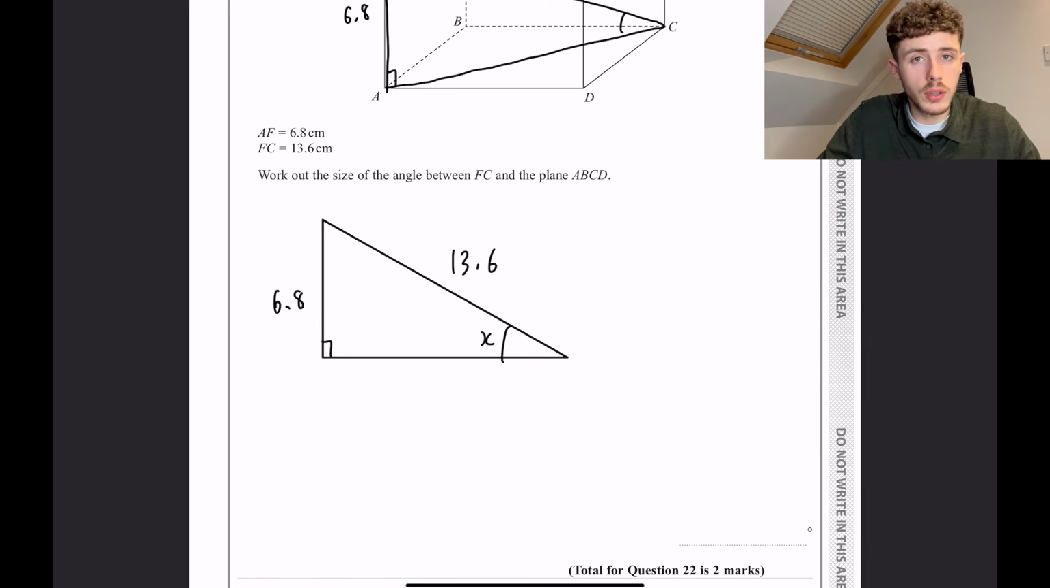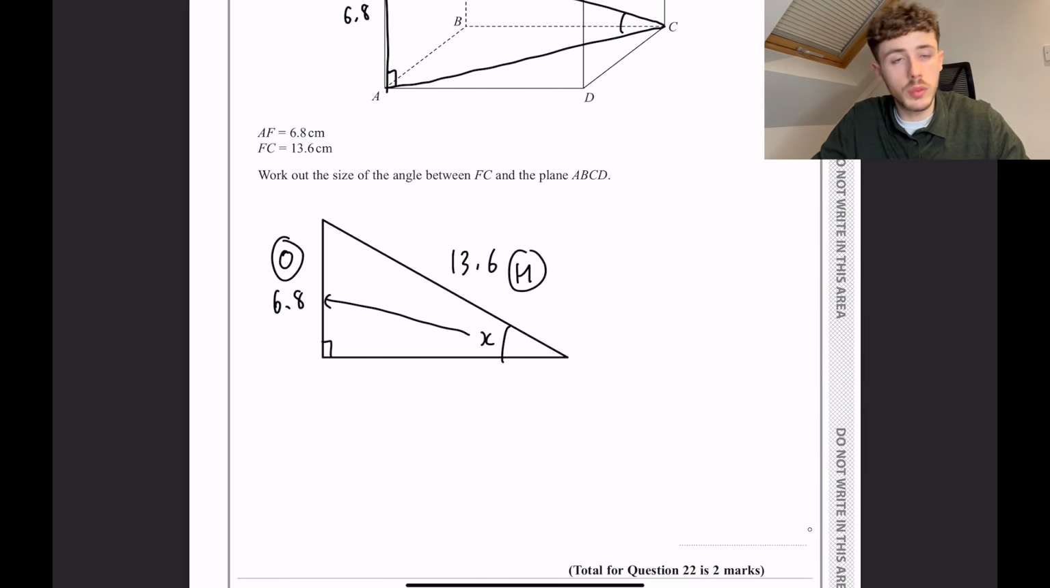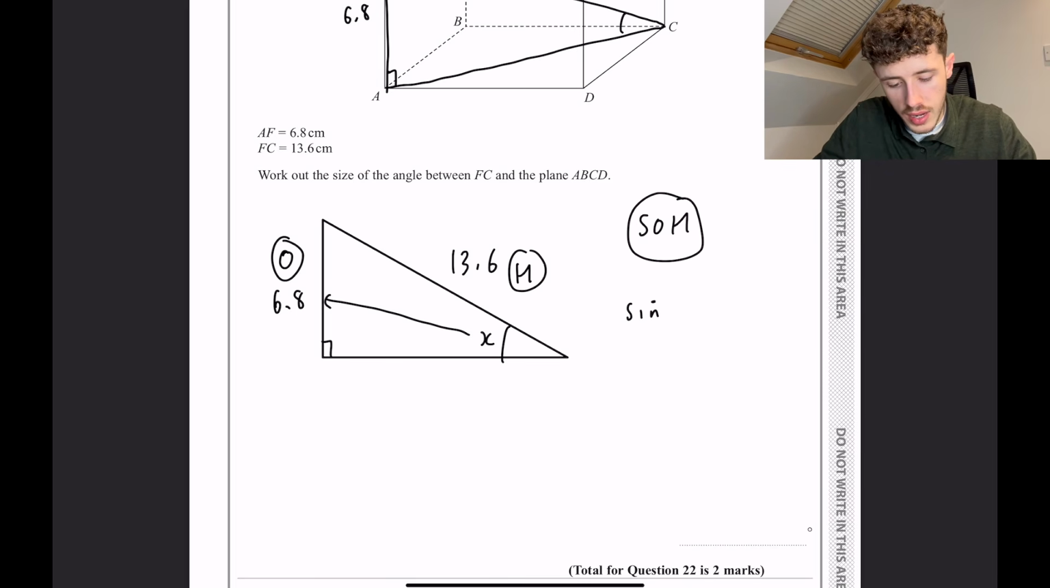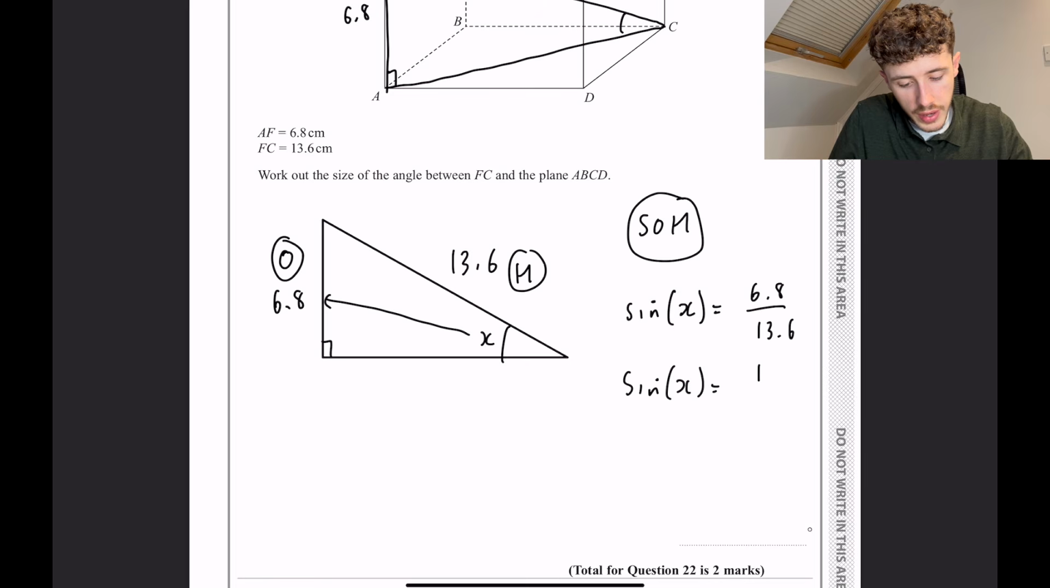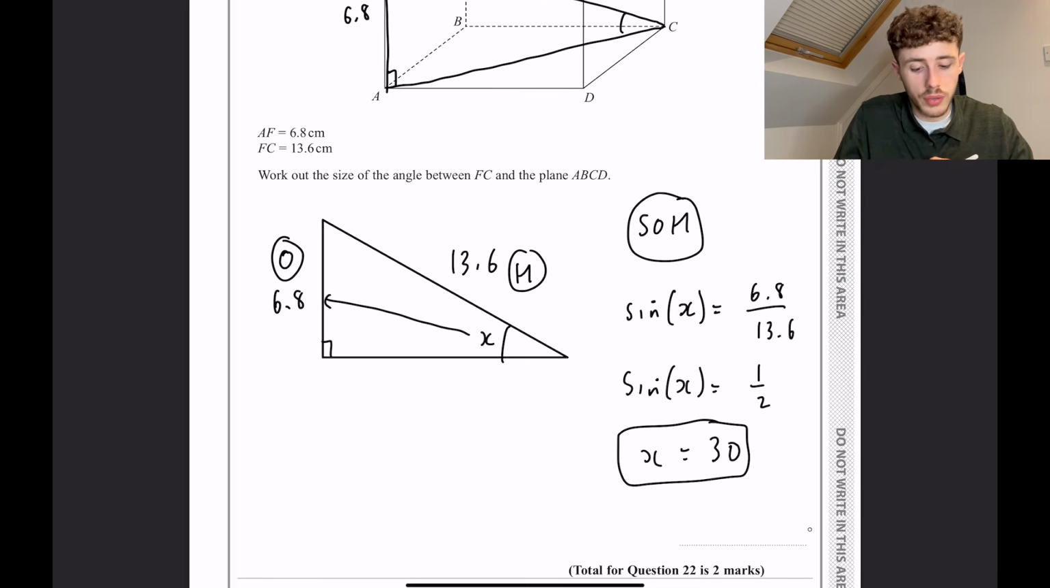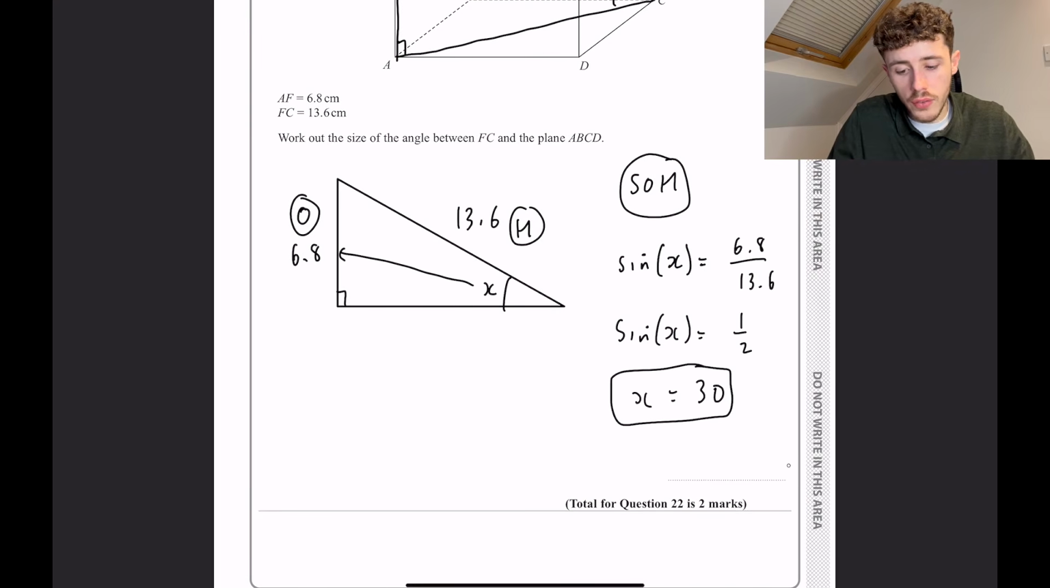So this is just right angle trig, and we need to label our sides first. So we have the opposite and obviously the hypotenuse, which is the longest side. And out of our SOHCAHTOA, we're going to be using SO here. So sin of x, which is our angle, is going to be the opposite of 6.8 over 13.6. And we can actually simplify that fraction quite nicely to become a half. So sin x equals a half, and x is equal to 30, because I know what the exact trig values are. If you aren't too sure, there are plenty of really good videos on YouTube that will explain exact trig values really well. If not, I believe I do have a video or two on my channel as well, so feel free to search for that.